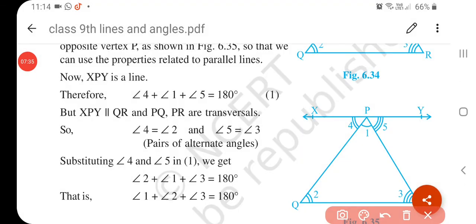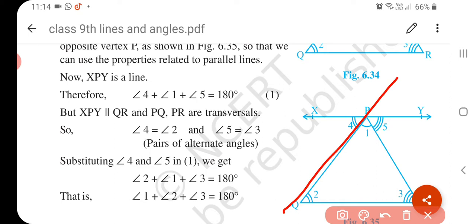If you see the figure, this is our straight line, and the sum of these angles is 180 degrees because it's a linear pair. Understand? Now one more thing: PXY and QR are parallel lines. We have drawn XPY parallel to QR. So these lines are transversals to XY and QR.